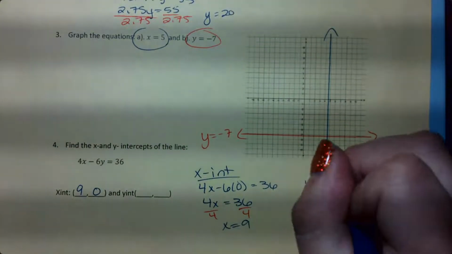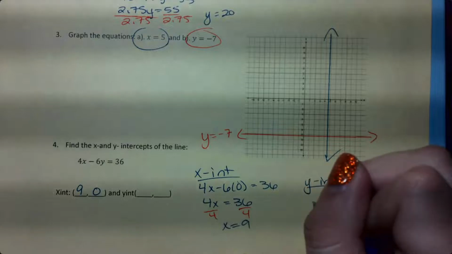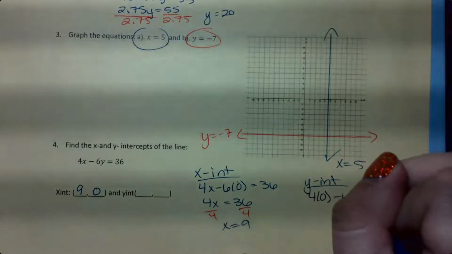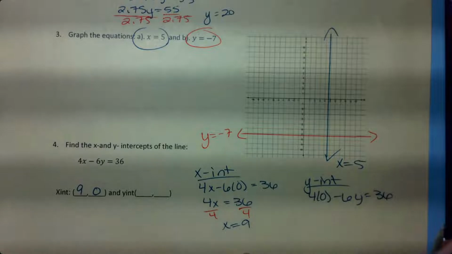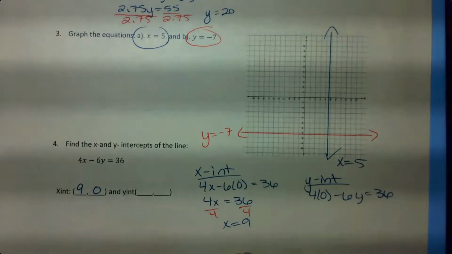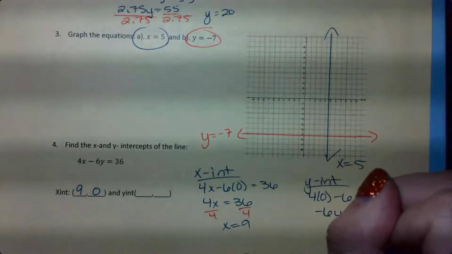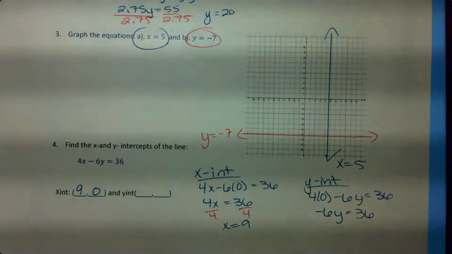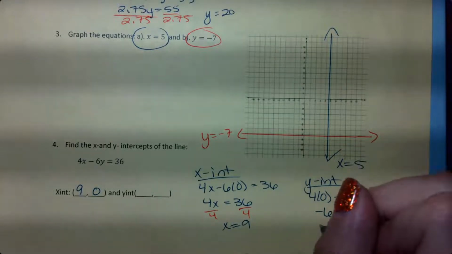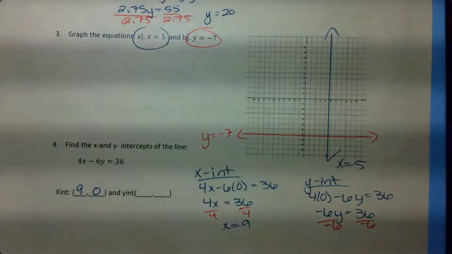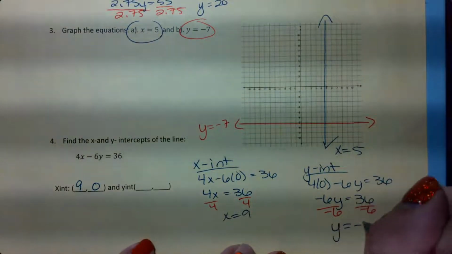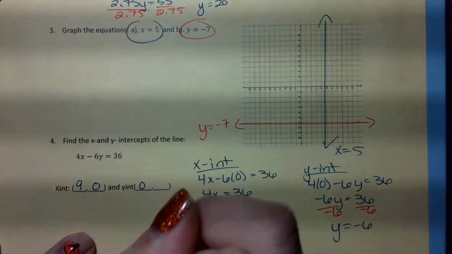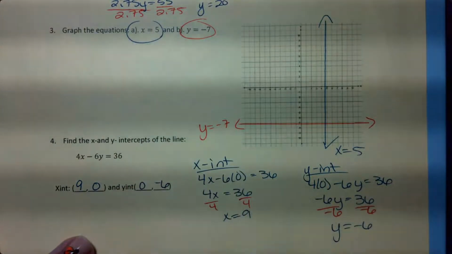Then I'm going to do the same thing for my y-intercept. I'm going to plug in 0 for x. And then I have 4 times 0 minus 6y equals 36. 4 times 0 is 0, so I have -6y equals 36. Then I want to go ahead and divide both sides by -6. I noticed a lot of people on the quiz forgot that this value was negative, so make sure you pay attention to that on the test. This is going to give me y equals -6. So I plugged in 0 for x and got -6 out for y.